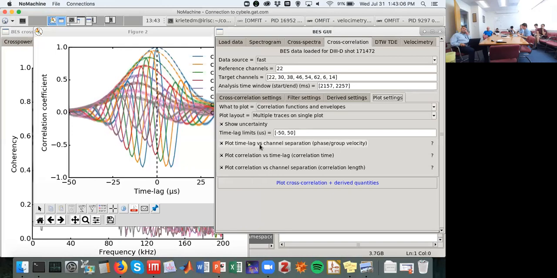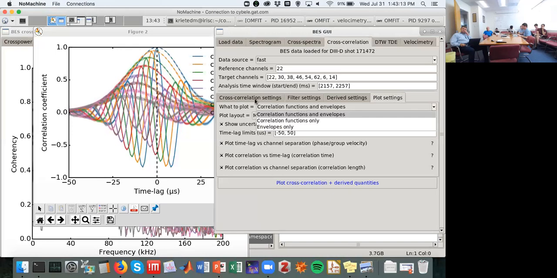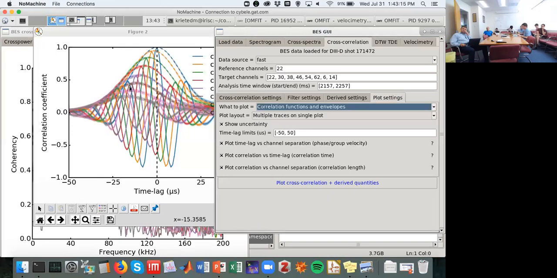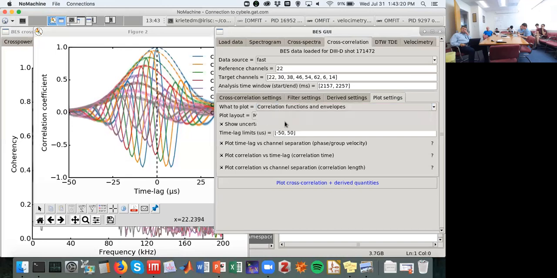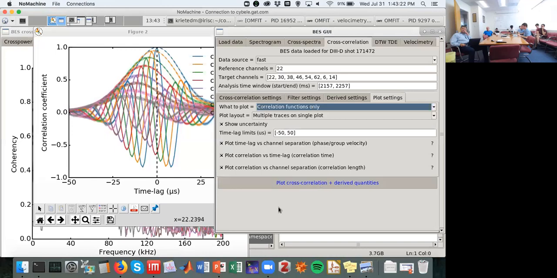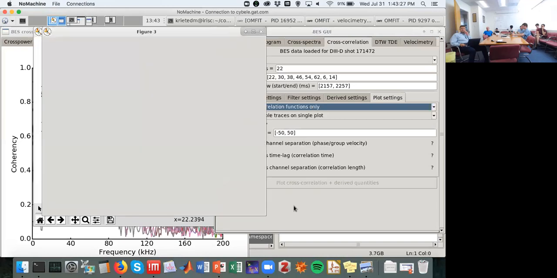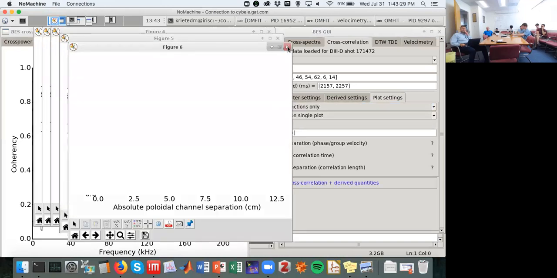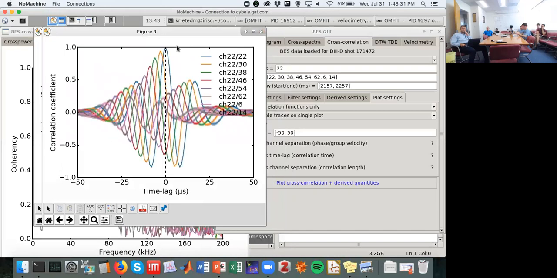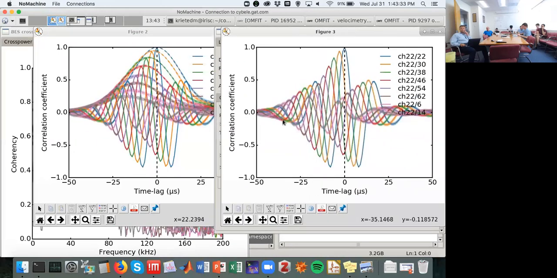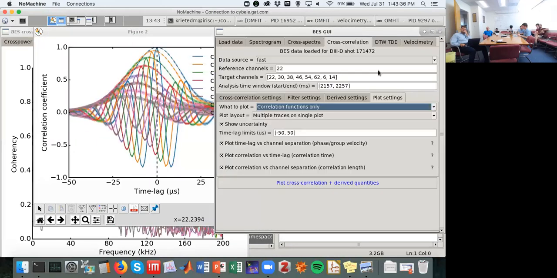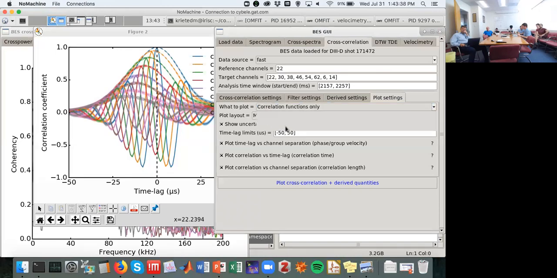These are all plotting settings for the correlation functions that you can play around with. For example, here I'm showing both the correlation functions and their envelopes, but I should have done this originally: you can just show the correlation functions themselves. So this should replot. Here, this is a plot of just the correlation functions. Or you can plot just the envelopes of the correlation functions.